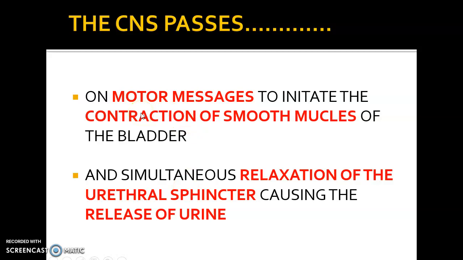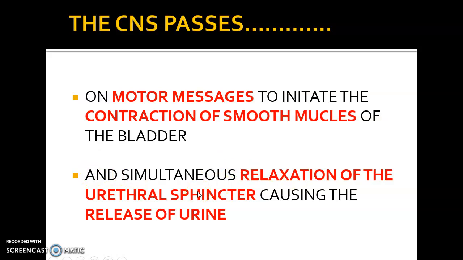You know that whenever any message is carried from the central nervous system to the muscle, we call it a motor message. So the CNS passes on a motor message to initiate the contraction of the smooth muscle of the bladder. The smooth muscle of the urinary bladder is also known as the detrusor muscle, and there is simultaneous relaxation of the urethral sphincter.